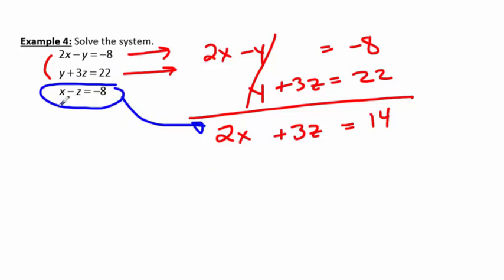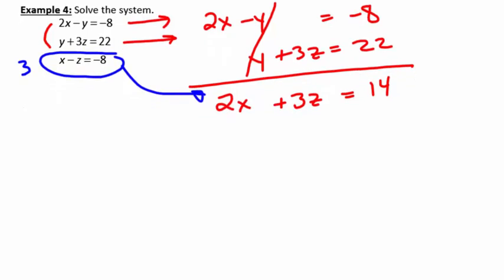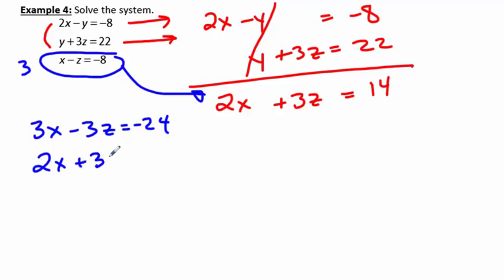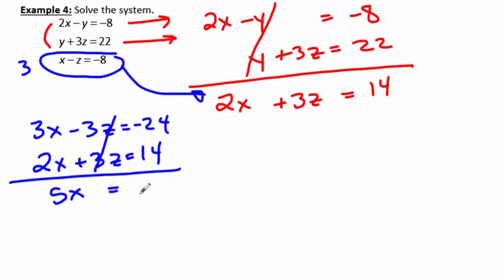If I want to eliminate the x's, I can multiply this equation by negative 2. If I want to eliminate the z's, I can multiply this equation by positive 3. Let me go ahead and multiply it by positive 3 so that my z's are already set up to eliminate. Okay, so this equation is going to become 3x minus 3z equals negative 24. And my other equation was 2x plus 3z equals 14. When I add these two equations together, I get 5x, the z's eliminate, equals negative 10. So if I divide both sides by 5, I get x equals negative 2.